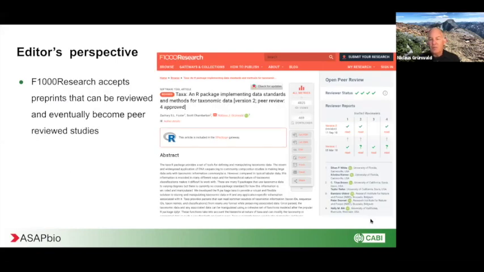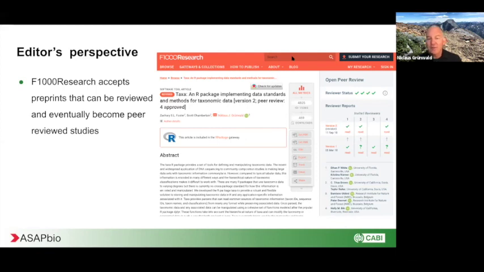Besides preprints and traditional peer-reviewed journals, there are also hybrid journals, and one of the journals that pioneered this was F1000Research. I'm showing a study here that I was involved in, so I had direct experience in this, and it was a very pleasurable experience. F1000Research accepts preprints, and then these can be peer-reviewed, and you can see that the different versions, everything is time-stamped, and the peer reviews are open.